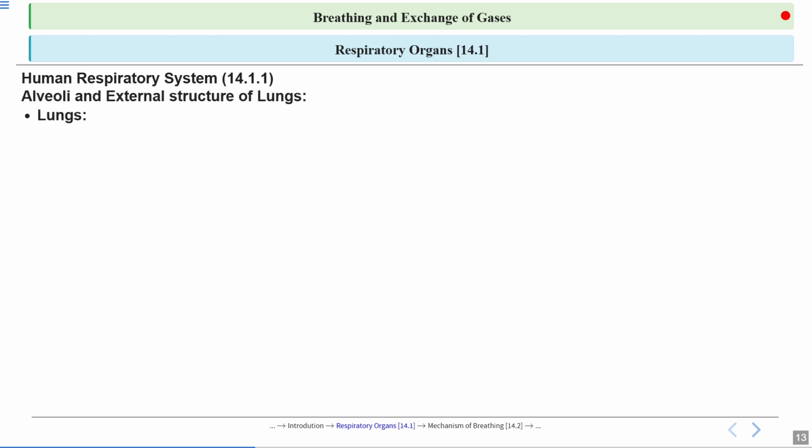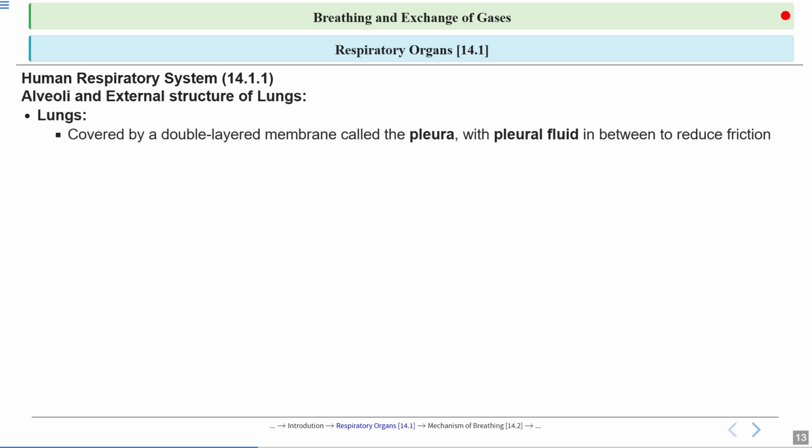Now, let's talk about the lungs. The lungs are covered by a double-layer membrane called the pleura, known as the pleural membrane. There is pleural fluid present between these two membranes. And what is the function of this pleural fluid? It reduces the friction between the two membranes.